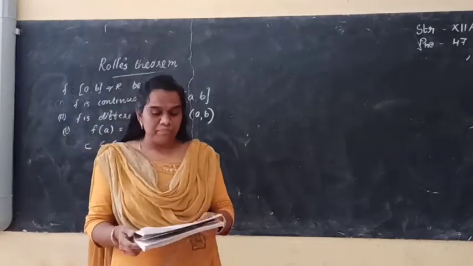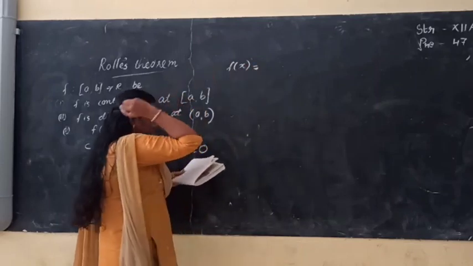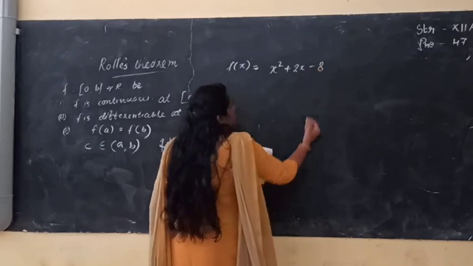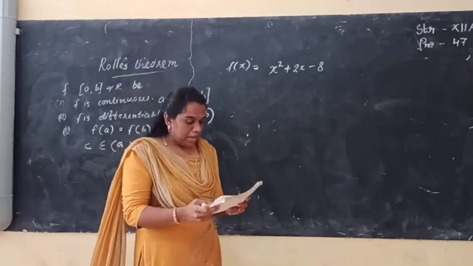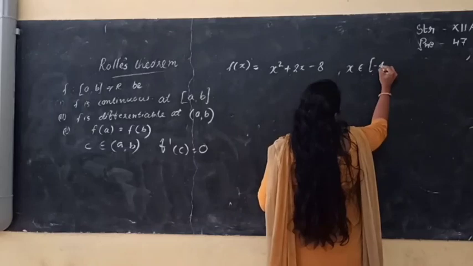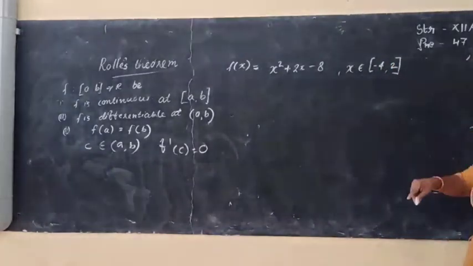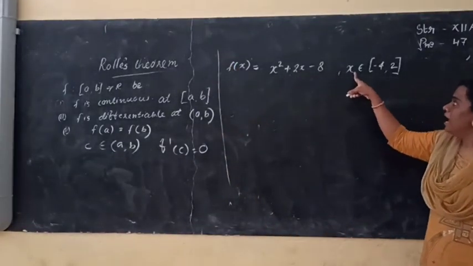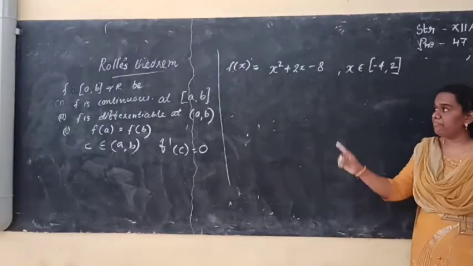Verify Rolle's theorem for the function f(x) equal to x squared plus 2x minus 8, where x belongs to the closed interval [-4, 2]. Here the function is f(x) equal to x squared plus 2x minus 8, and x belongs to the closed interval [-4, 2]. We must verify Rolle's theorem.